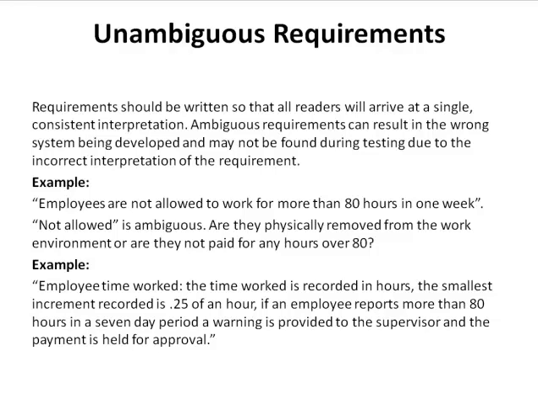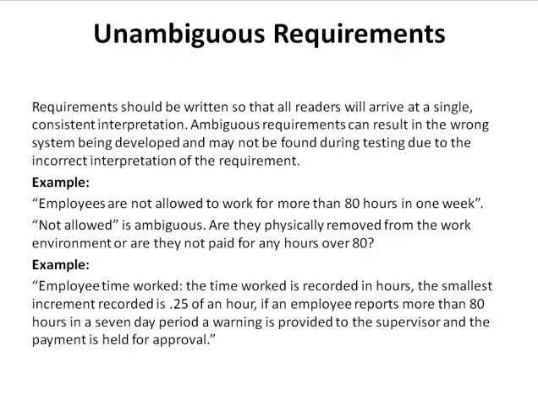Here's an example. Employees are not allowed to work for more than 80 hours in 1 week. Not allowed is ambiguous. Are they physically removed from the work environment, or are they not paid for any hours over 80? Here's an example of how you can make that a little less ambiguous.